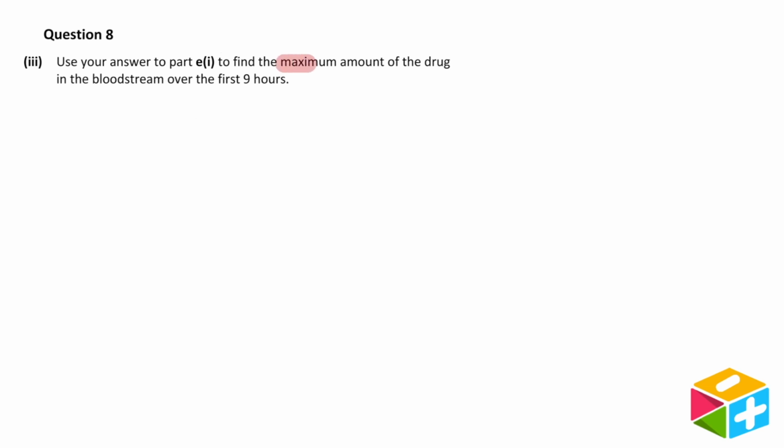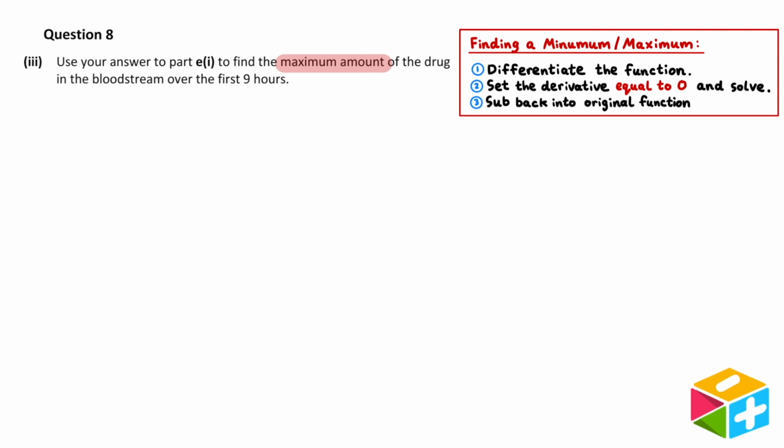We need to find the maximum amount of the drug in the bloodstream. To find the minimum or maximum of a function, we can follow these steps. First, we differentiate the function. Then we'll set the derivative equal to 0 and solve. And finally, we'll sub back into the original function.